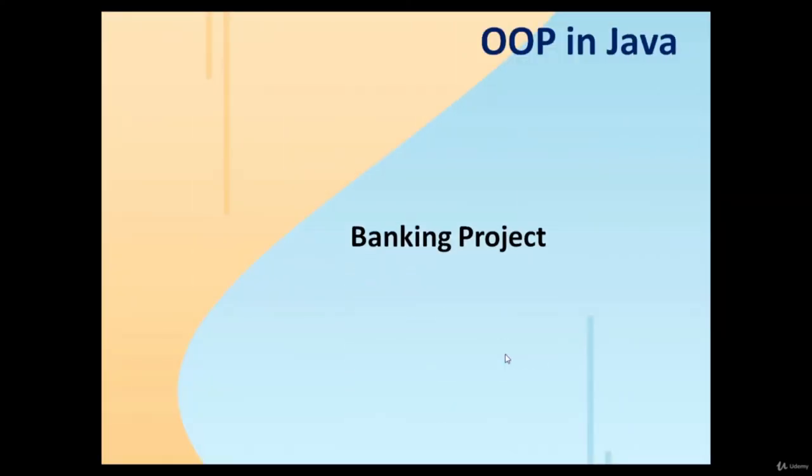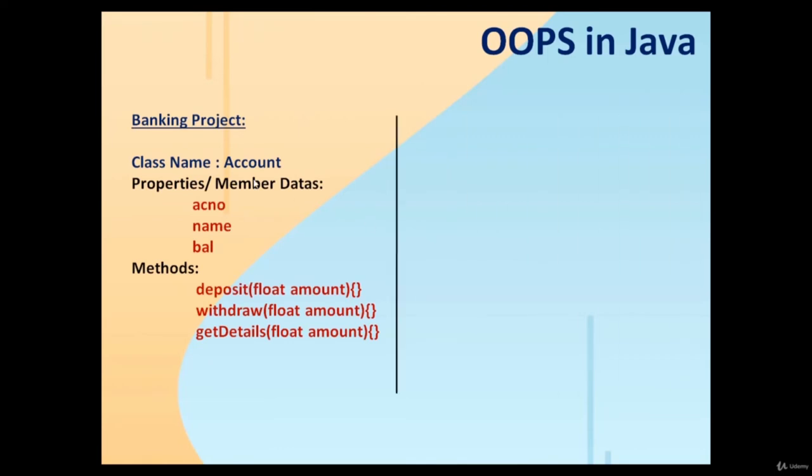In this lesson, we are going to understand a banking application based on the concepts we studied in the previous lesson, like class, object, constructors, method overloading. Based on that, we are developing a simple banking application. There we have a class called account. It has properties like account number, name of the account holder, and the balance amount, as well as the functionalities. The first is deposit: along with the existing balance, the amount we pass is to be added. The second one is the withdraw function.